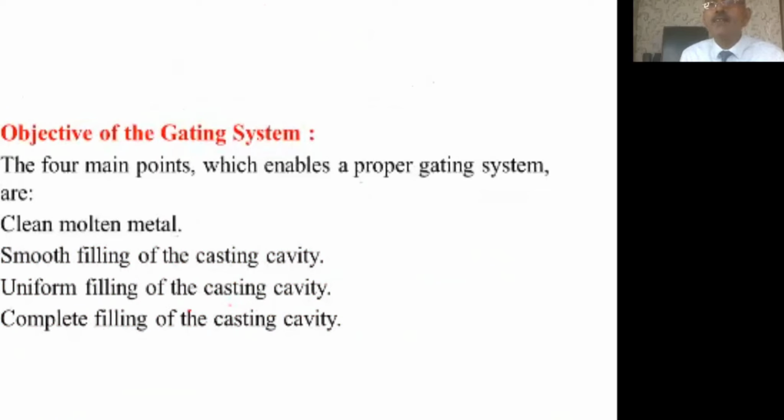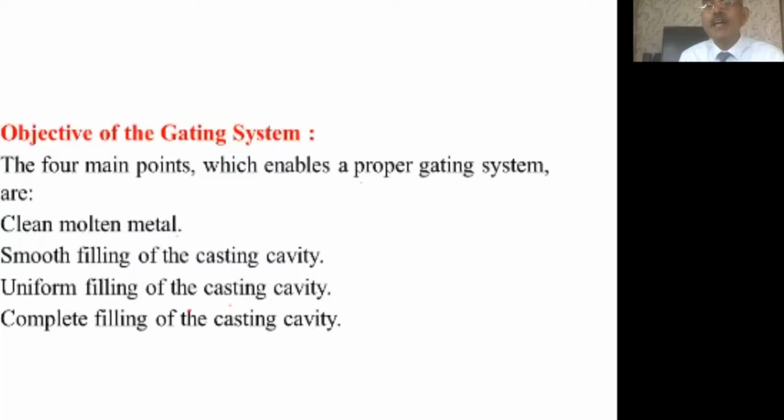Objective of the gating system. What is the objective? The first objective is that clean material should enter inside the mold cavity. Clean means the sand should not fall down in the metal. If velocity is very high, the sand of the edges will fall down in the molten metal. Clean molten metal should go inside the casting.